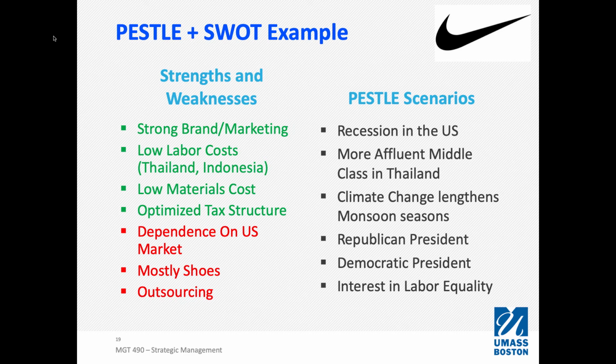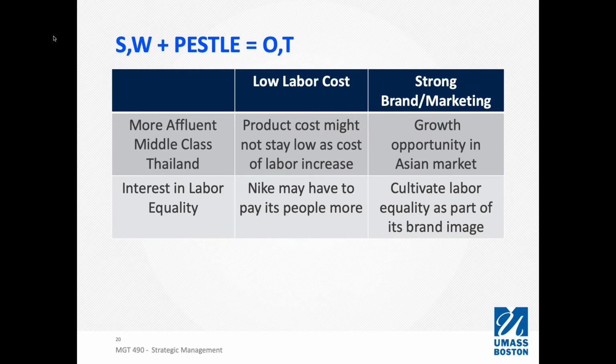Okay, let's look at it this way. Here's things that might happen. A U.S. recession. A larger, more affluent middle class in Thailand. Climate change gets worse and it creates longer monsoon seasons. We have a Republican president, or a Democratic president, or interest in labor equality, to your sociocultural economic point, okay? So what you do is, because at some point you guys are going to do industry analysis and you're going to be looking at particular companies, you want to think through things like this, all right?